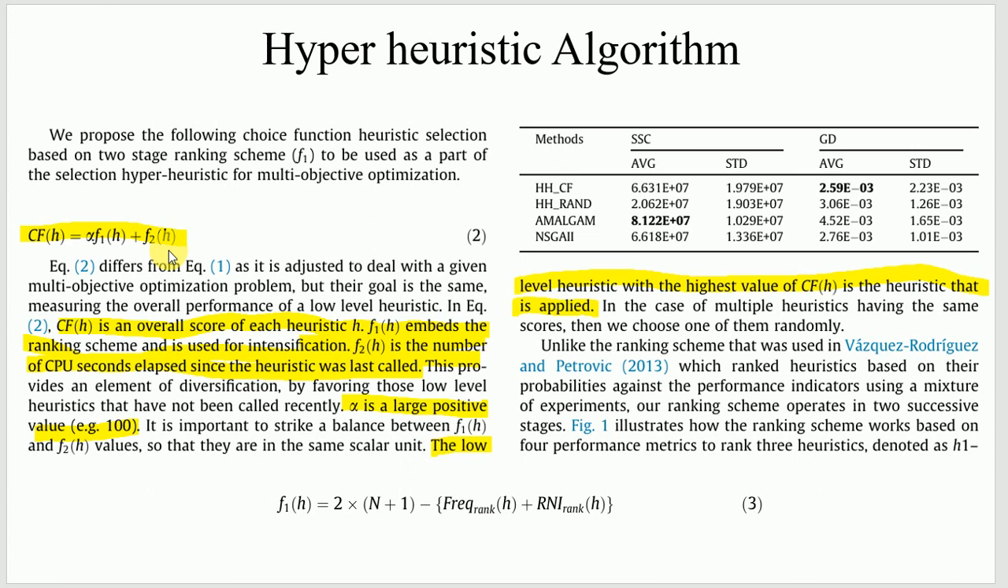And we can see that there is a large positive value denoted by alpha. It is used to strike a balance between function f1h and function f2h.